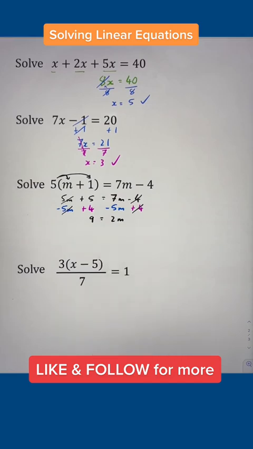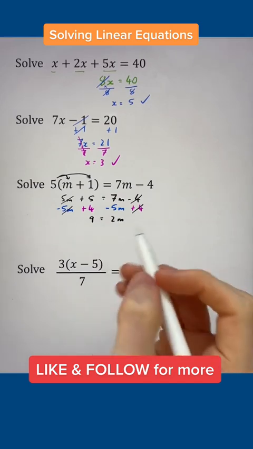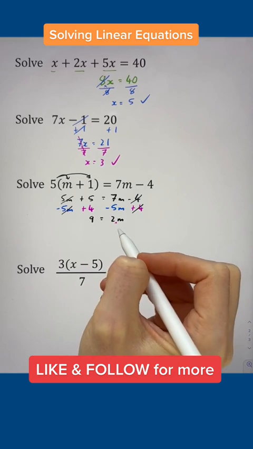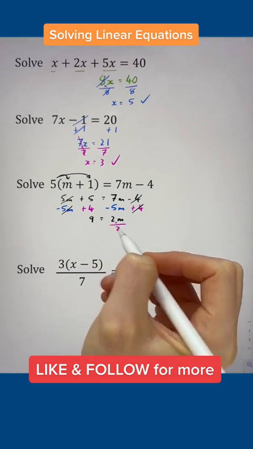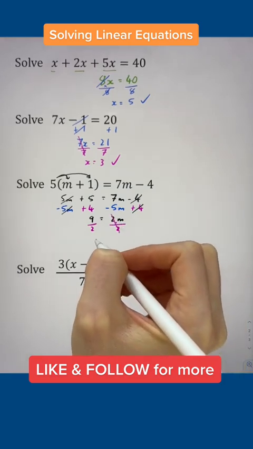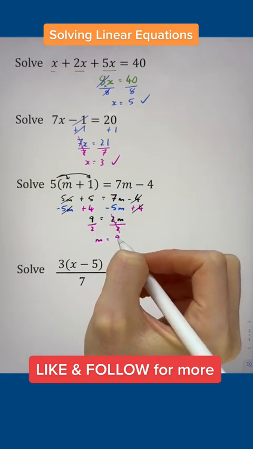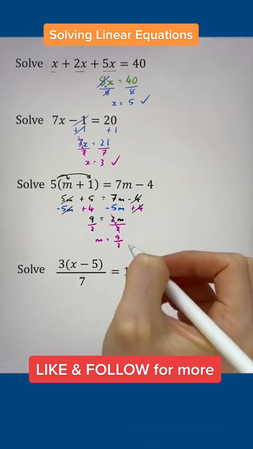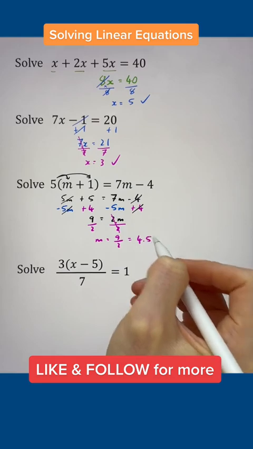As I have 2m equals 9, again I want to get the value of m. 2m in algebra means 2 multiplied by m. The opposite of times by 2 is to divide both sides by 2. Therefore 2 over 2 will cancel to give us m. Therefore m is equal to 9 over 2, which I can simplify to give us 4.5.